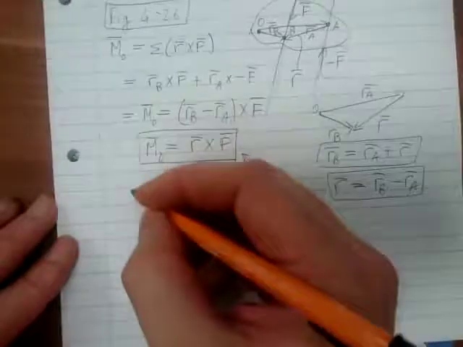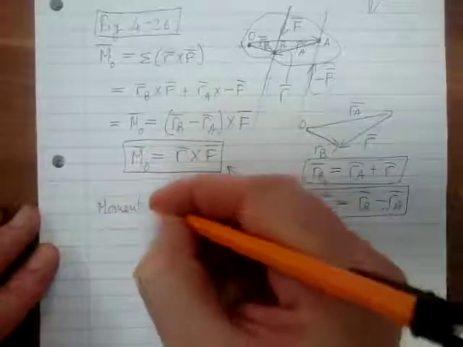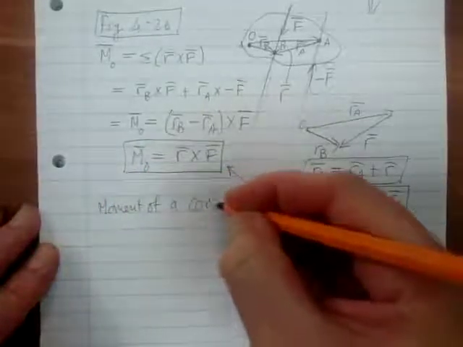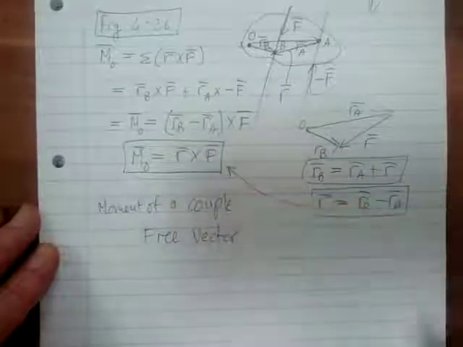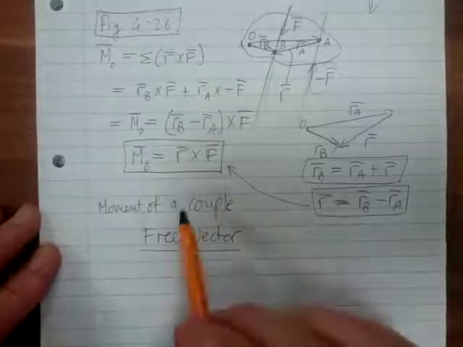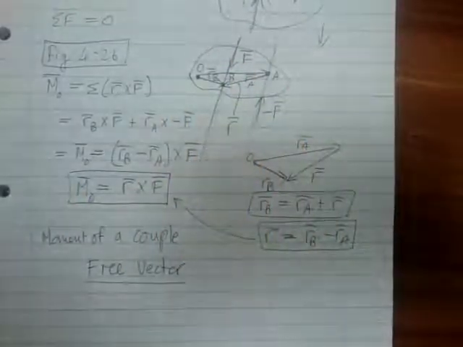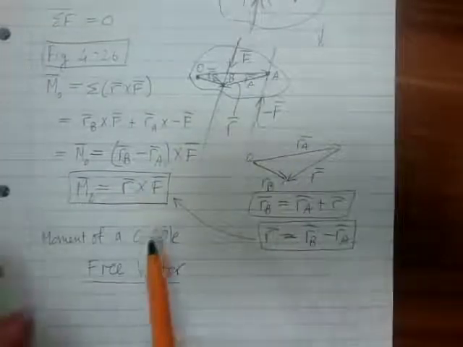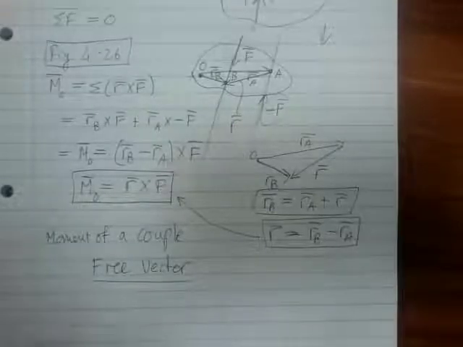Based on this, we can say that the moment of a couple is something called a free vector. A free vector means it doesn't matter if you take moments of those two forces about any point on the body, or actually any point in the universe, we will end up with the same result.